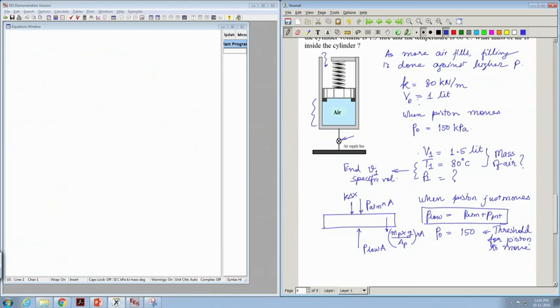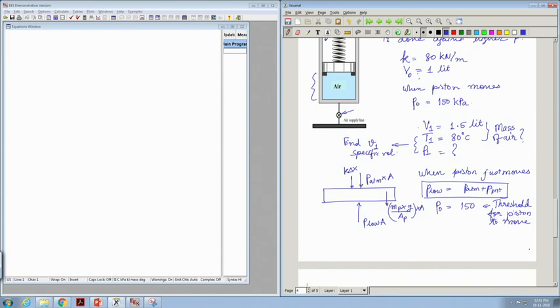At this threshold the piston starts to move. Now, once it starts to move, this K delta x will start accumulating. Therefore, we have P lower into area, which is the force, equal to P atmosphere multiplied by the area plus P piston multiplied by the area plus K delta x. This is what you have, static equilibrium.